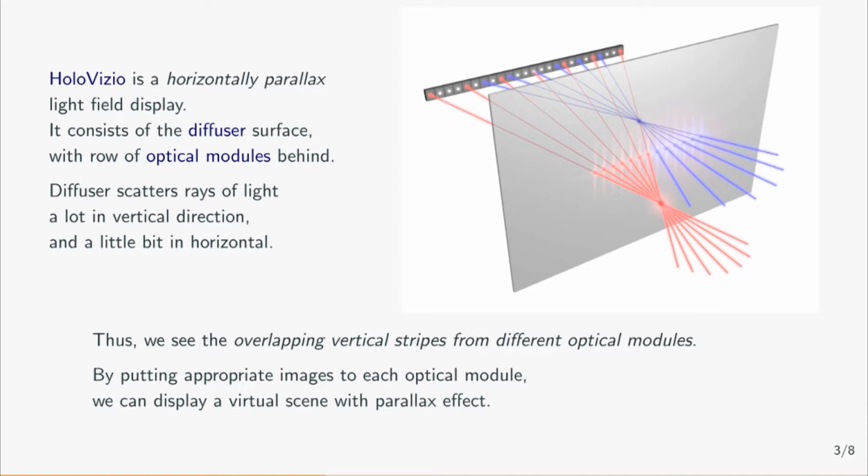What the observer sees at a particular position in space is the overlapping vertical stripes of different optical modules. The user can move in different horizontal directions. In this case, the user will see different places of optical textures. Keeping this in mind, we can simulate the parallax effect of a given virtual scene. The only thing that we should do is to submit the proper 2D texture to each optical module.